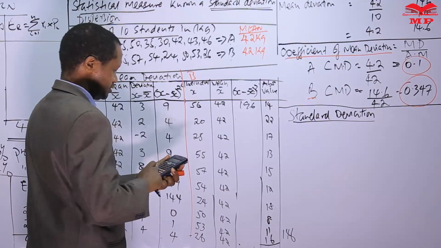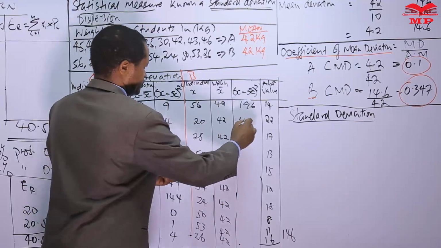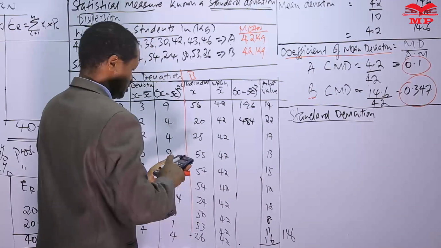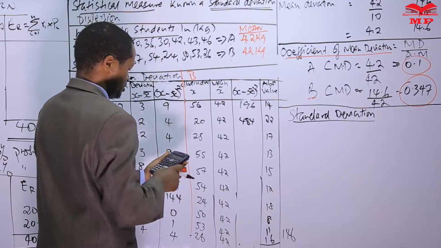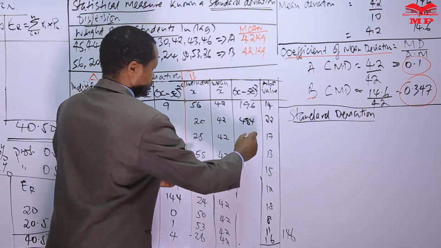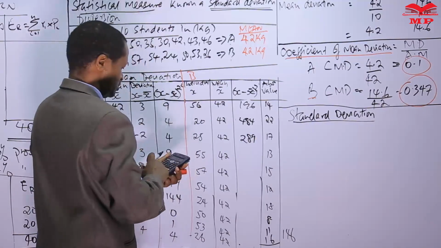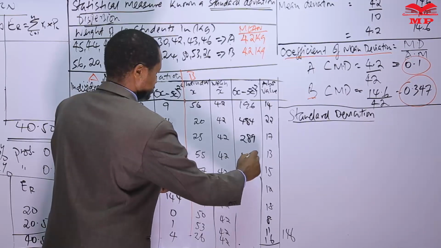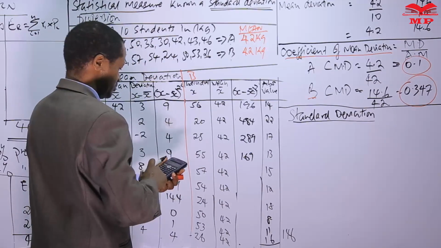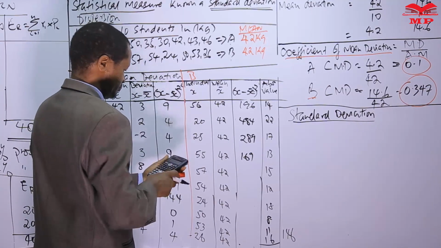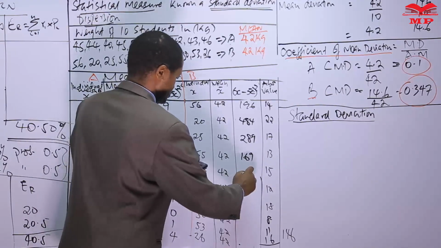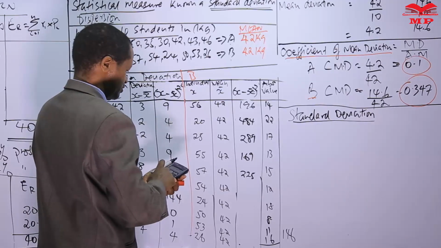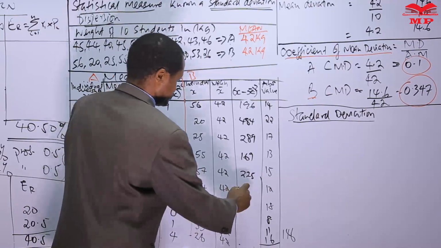22 squared, 484. 17 squared, 289. 13 squared, 169. 15 squared, 225. 12 squared, 144.